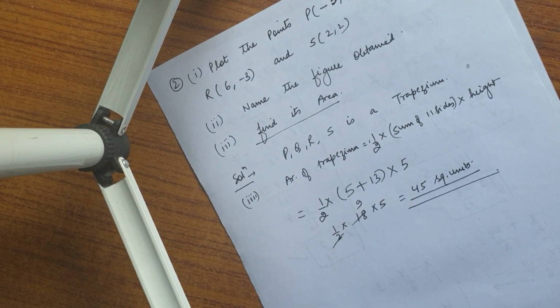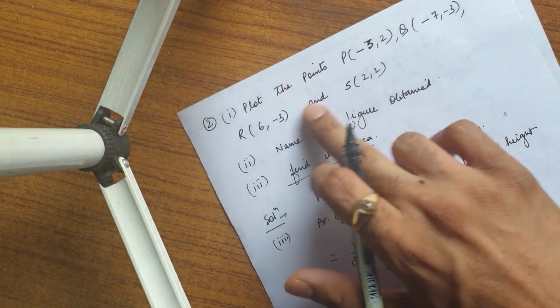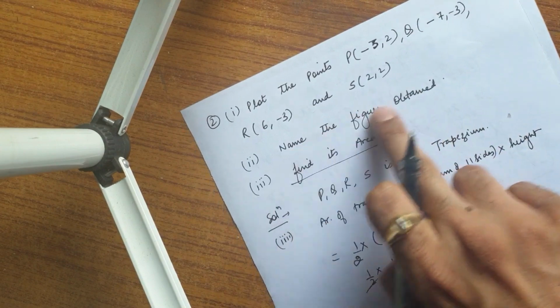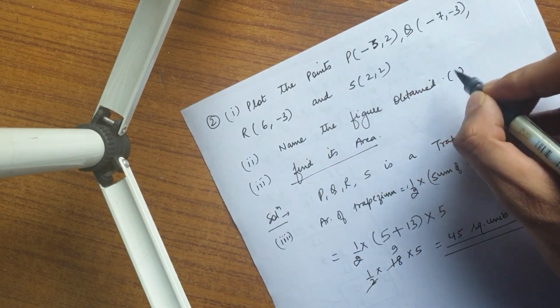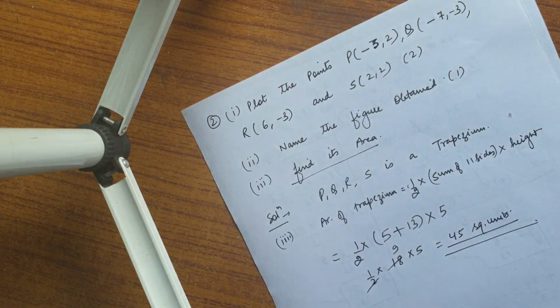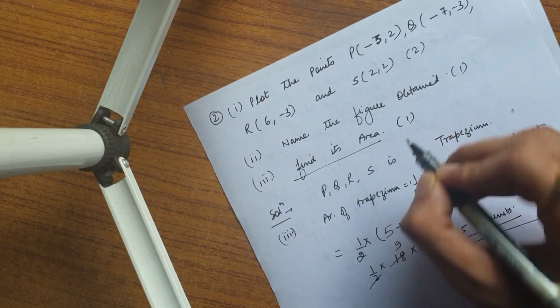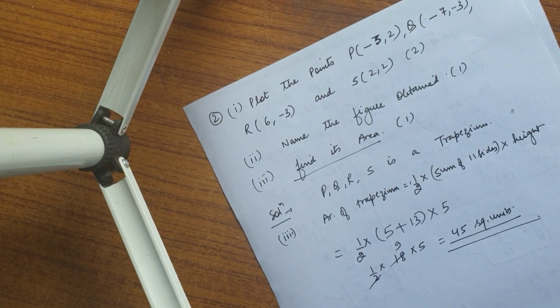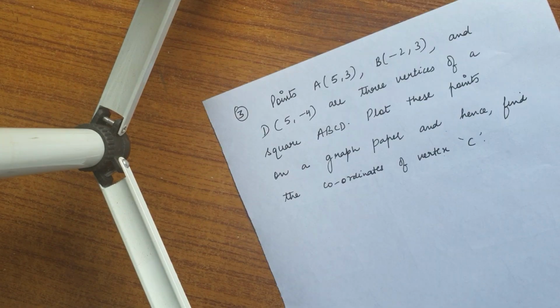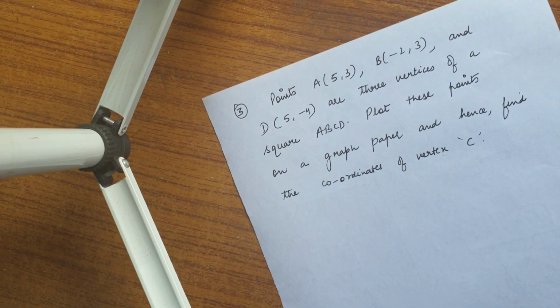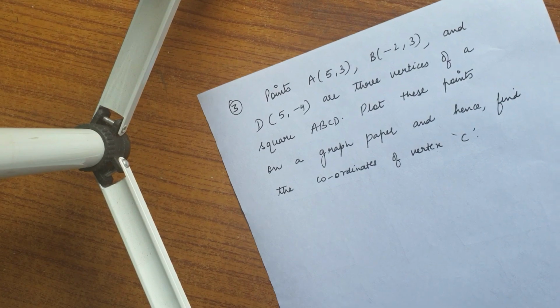Okay children, I hope you got the question. Look, the plotting of the points carries 2 marks, naming of the figure carries 1 mark, and finding the area carries 1 mark. So in all, these type of questions hold the weightage of 4 marks, and we will be discussing one last type that comes in your exam.